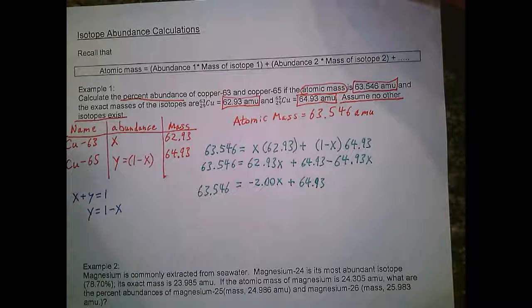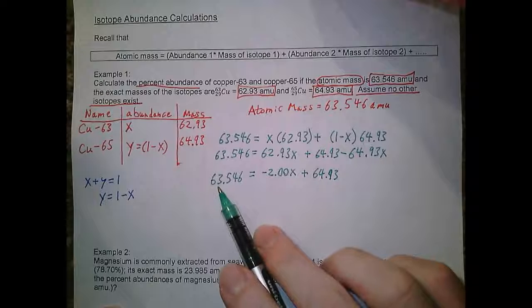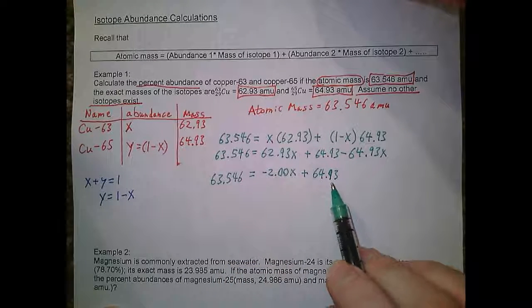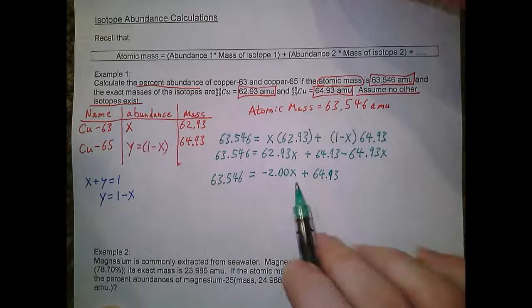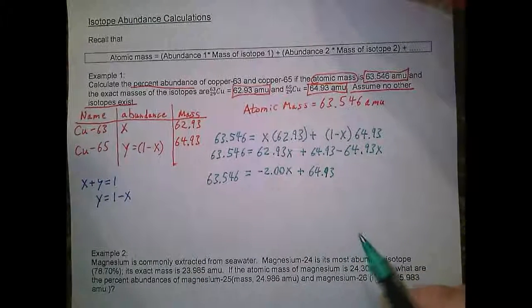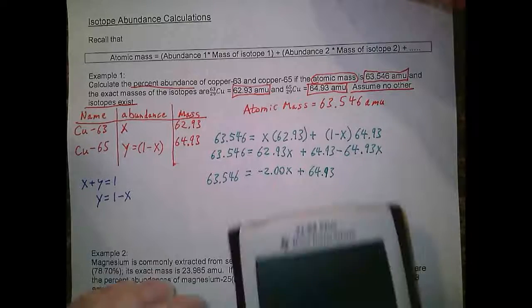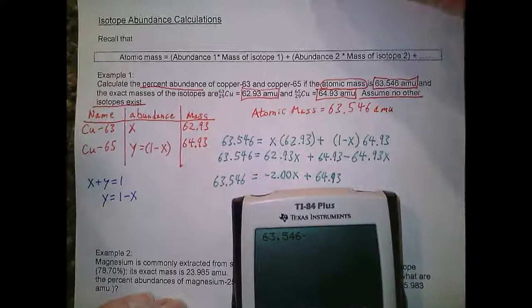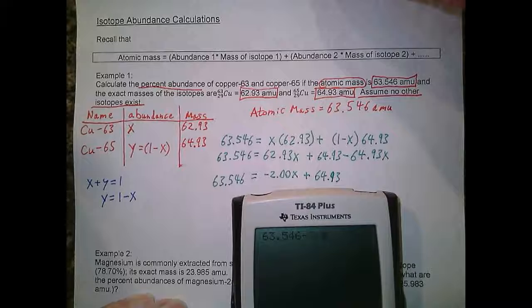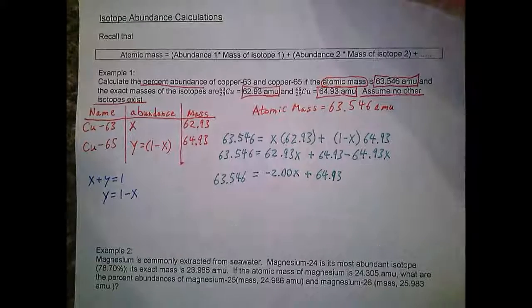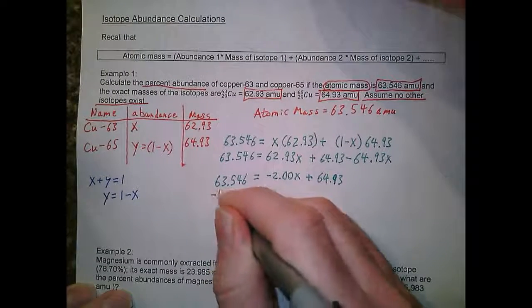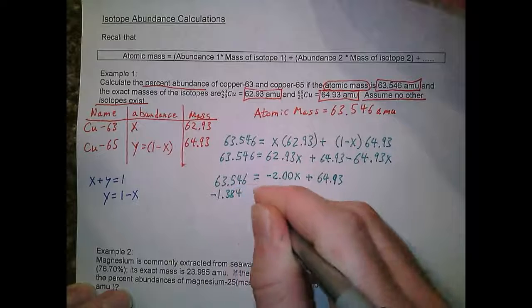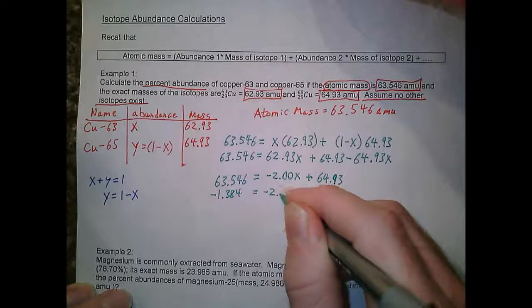Now I want to combine like terms again. This time I'm doing 63.546 minus 64.93 so that the x factors are on the right side and these are on the left side. When you do that, 63.546 minus 64.93, you get negative 1.384 equals negative 2.00x.